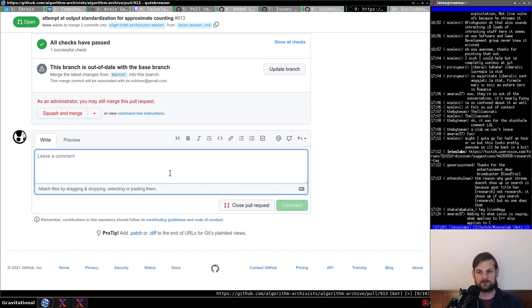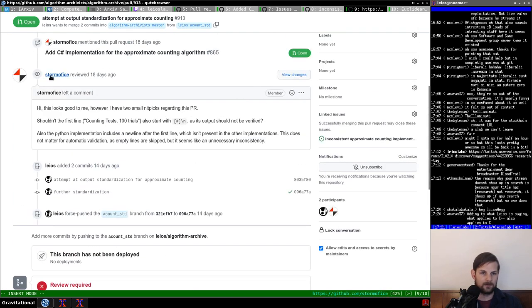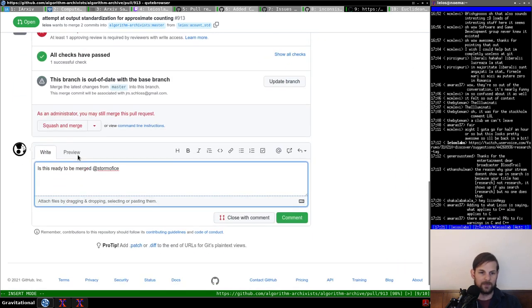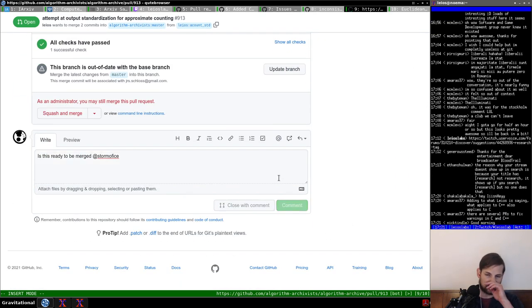Right, yeah, C++ also applies to C, correct. Just gonna ask, is this ready to be merged at Storm? Are they not in the algorithm archive group? I thought they were. This is just a comment. Okay, I'm just gonna ask, comment there, because I think that's good to go.